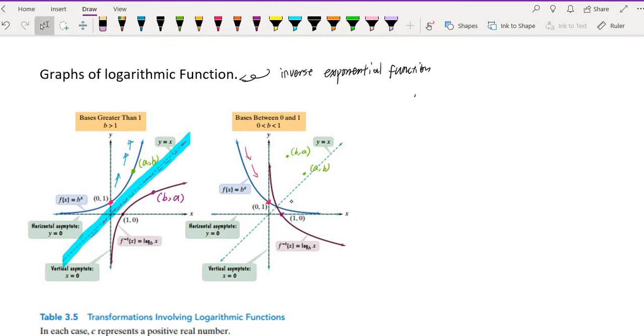So again, if we have something right there, let's use a different color, a rainbow color. If we have this point, it's A and B. And then remember, this is your reflection, right? So that means reflect that. It's around here somewhere. That must be your B, A.